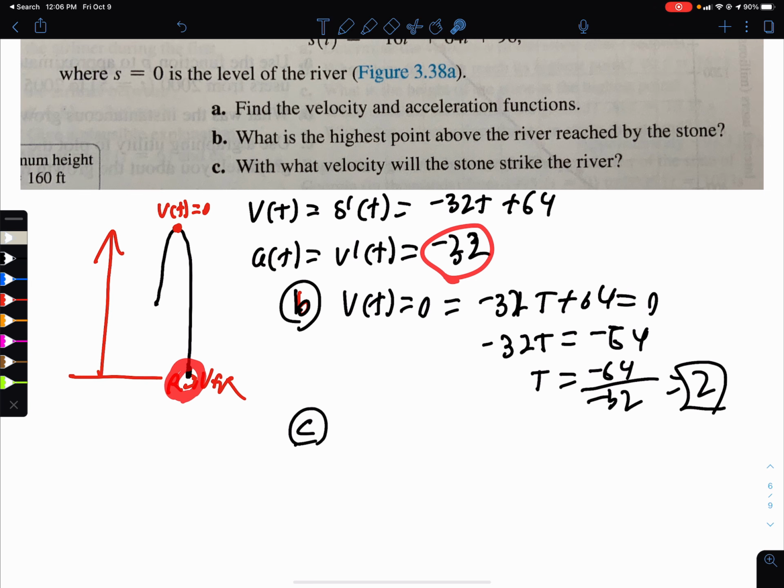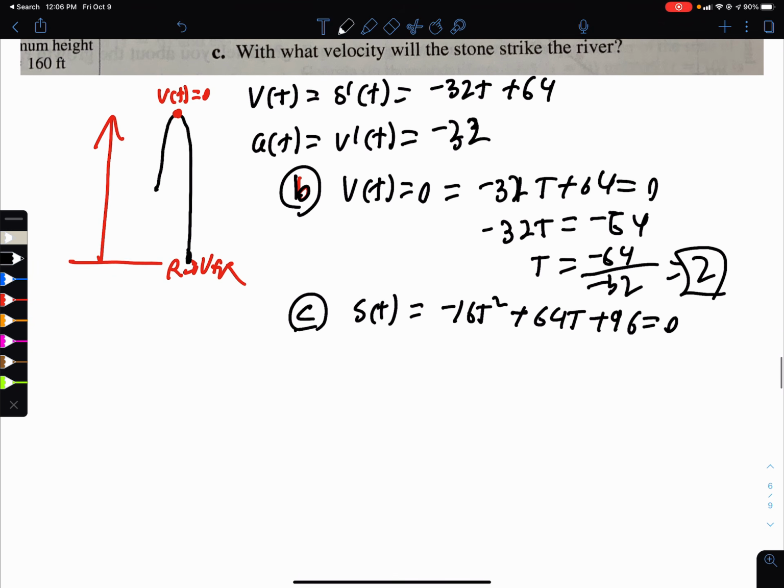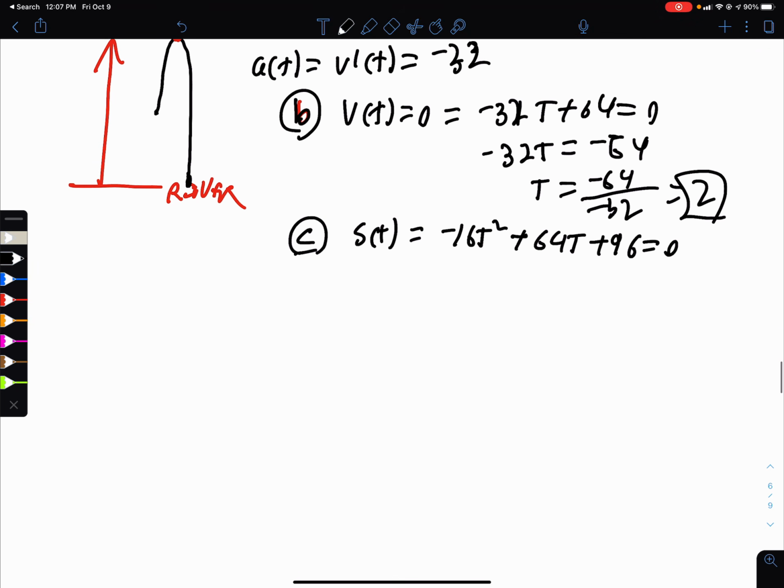The height is 0. So you would set your position function equal to 0, s of t, which is negative 16t squared, plus 64t, plus 96 equal to 0. You'd have to solve that. I wonder if I can factor and cancel that. Let me take a look here. Do I have to use the quadratic formula, or can I solve that?